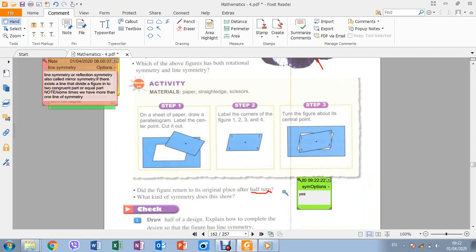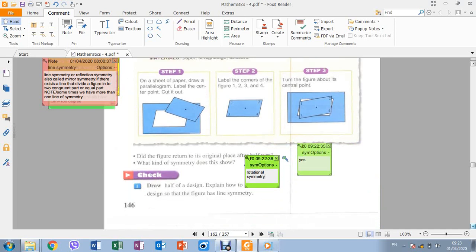Now this one, what kind of symmetry does this show? Another one is what? Rotational symmetry. Let's show us rotational symmetry. Now this is our activities. I explain the exercise.